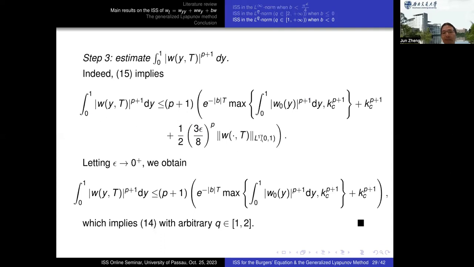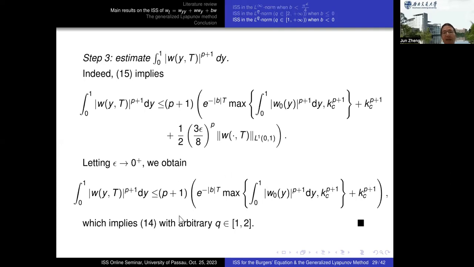Here, there is a term corresponding to the L1 norm of the solution. But for any fixed time t, this term is a constant. And all the coefficients in other terms are independent of epsilon, so we can let epsilon tend to 0 and obtain this estimate. It is determined by the initial data and Kc.